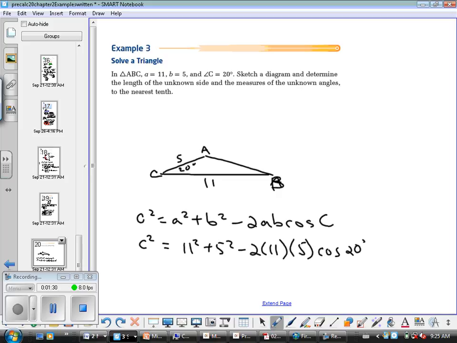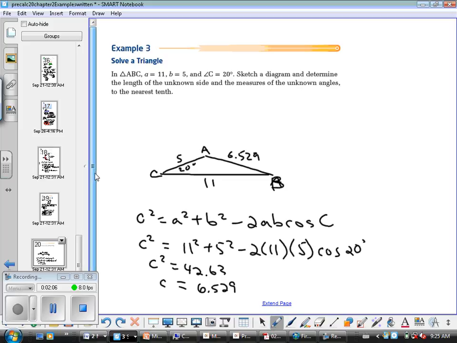When you do that, you will find that c squared is 42.63, and so c is going to be 6.529. Then you can find your other angle. Now you can tell absolutely by looking at this that angle A is going to be obtuse and angle B is going to be acute. There's no question about that. So you can use the sine law here without any trouble.